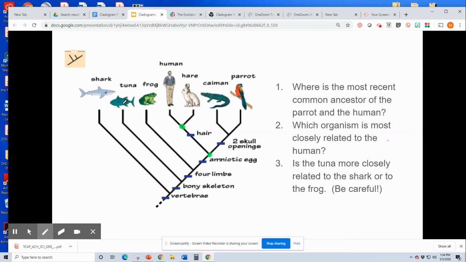And then I think we already did this one. Is the tuna more closely related to the shark or to the frog? Okay, let's go back and find those common ancestors, tuna and frog right here, or tuna and shark right here. This is the more recent common ancestor between the tuna and the frog, and the tuna and the frog also share 2 characteristics, vertebra and bony skeleton, and so the tuna is more closely related to the frog. I'm going to erase. Let's see, did I get it all?